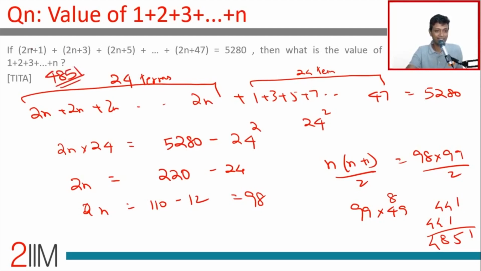When you're just breaking this, keeping the 2n terms separate and keeping the 1, 3, 5 terms, the sum of the first n natural numbers is n square. It's totally worthwhile remembering that. So we subtract that 24 square from this, equated to 2n into 24.